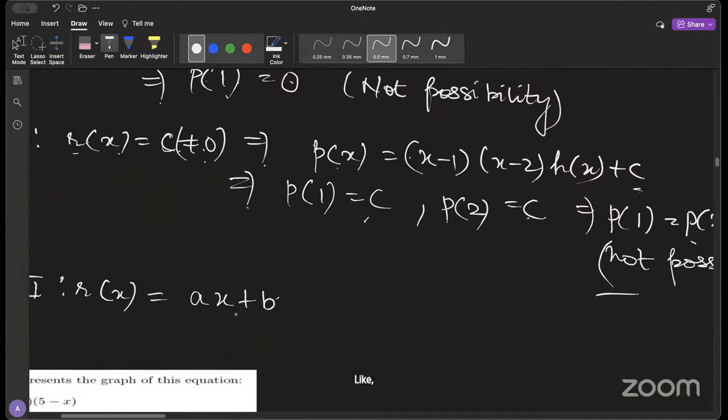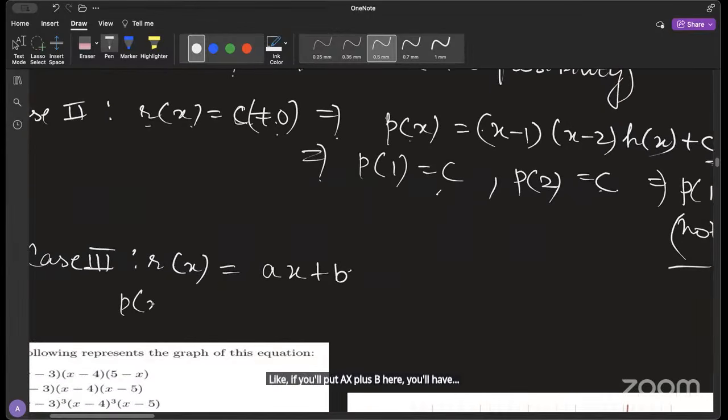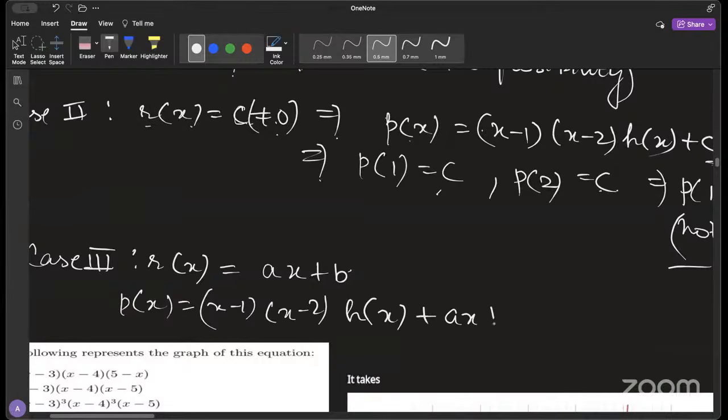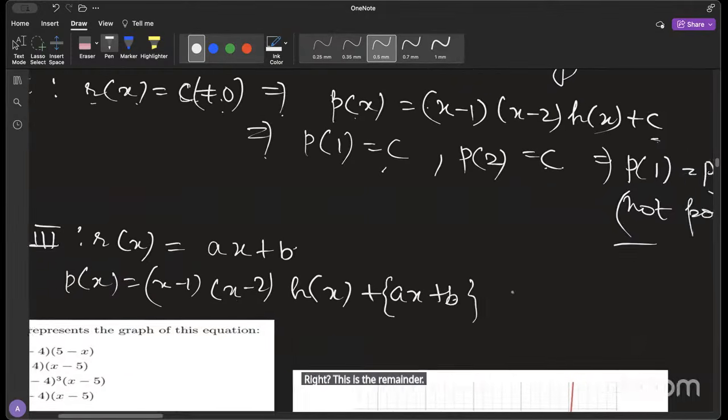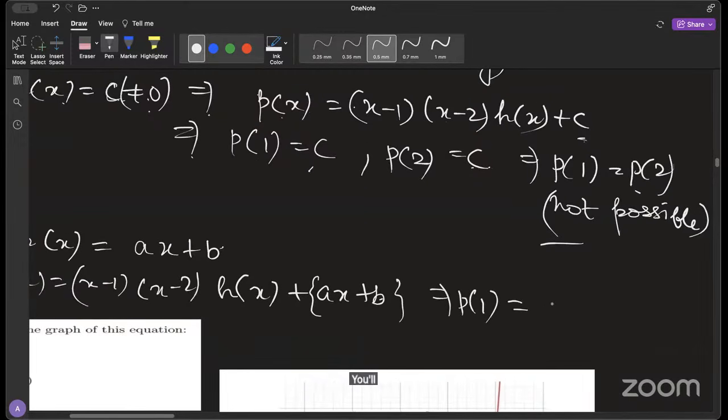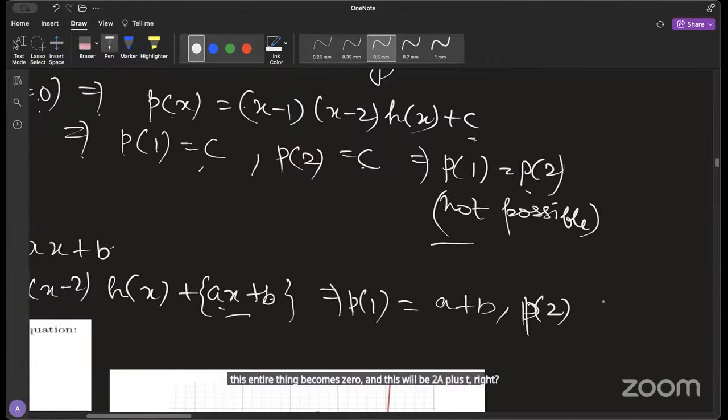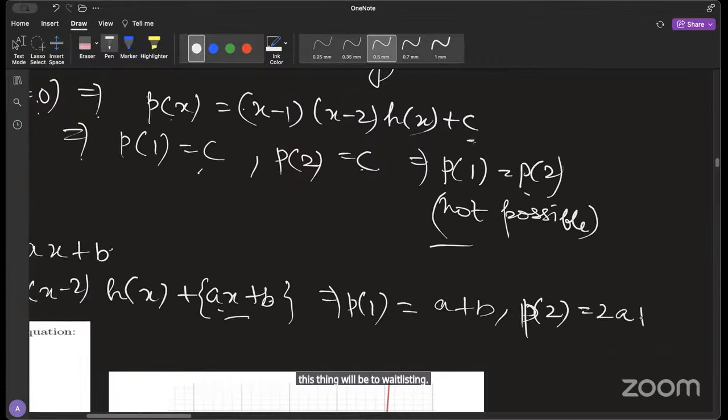Now, if you put Ax plus B here, you will have Px equals x minus 1, x minus 2, times Hx, plus Ax plus B. Right? This is the remainder. If you put 1 here, you will have A plus B, right? Substitute 1 here and you will get A plus B. If you put 2 here, this entire thing becomes 0 and this will be 2A plus B, right? So you will have 2A plus B.